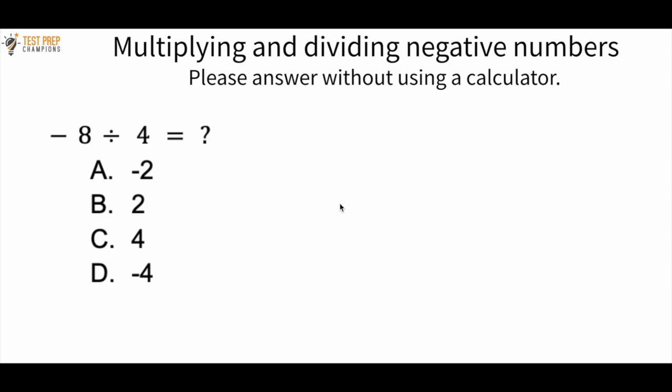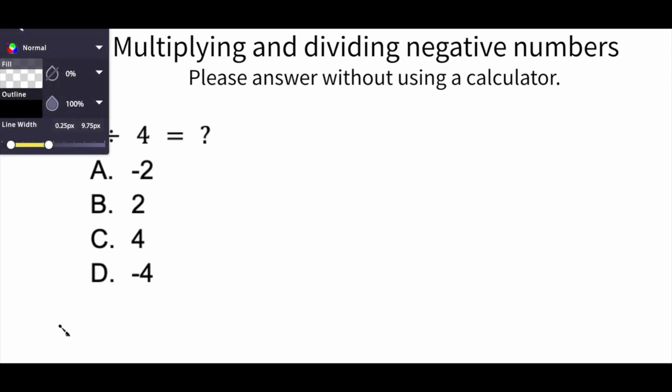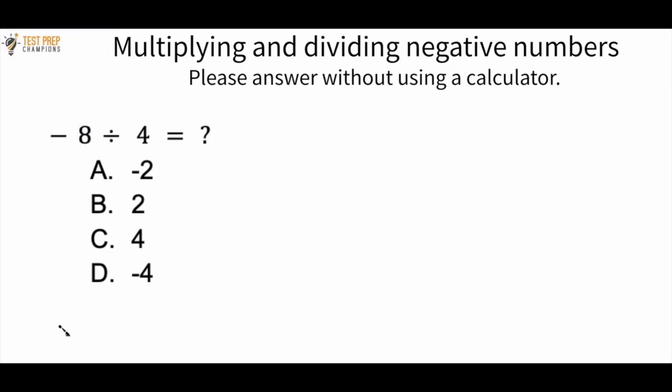So the key to getting this right is remembering that a negative divided by a positive gives us a negative number. Okay, so remember, a negative divided by a positive gives us a negative. So we can really just cross out B and C because we know that the answer can't be a positive number. All right, and this is the same for multiplication, right? If you take a negative number and multiply it by a positive number, the answer has to be a negative number. All right, so here, negative 8 divided by 4 is negative 2. So A is the correct answer.